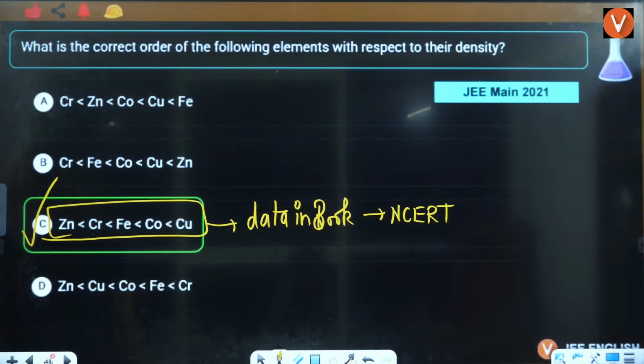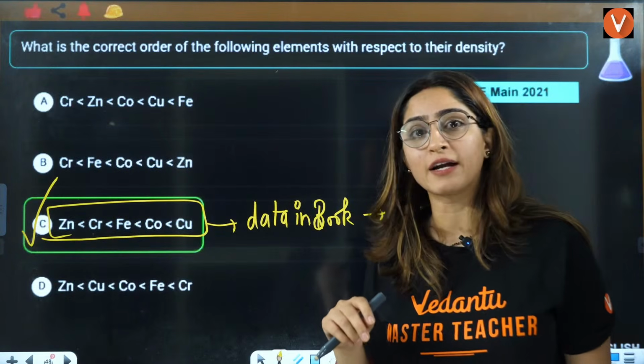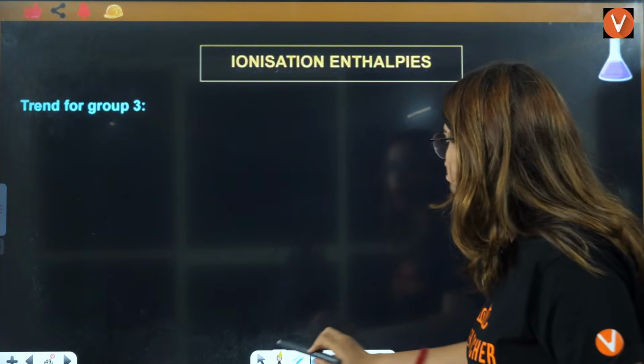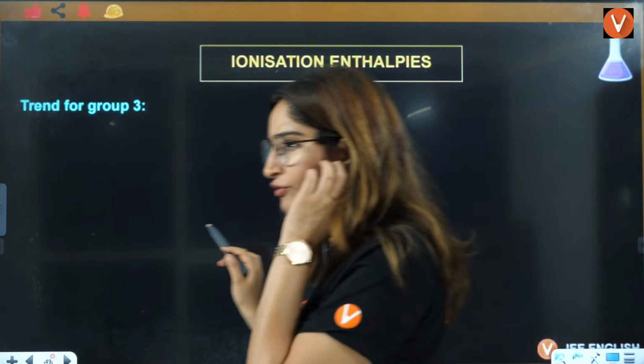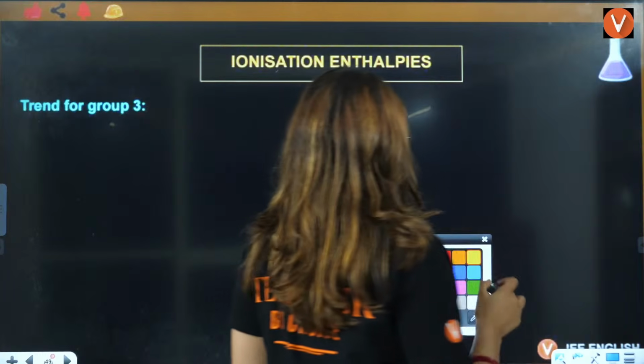Yes, I am teaching 11th and currently structure of atom is going on there. Okay. Now let's talk about ionization enthalpy, and after that we shall end the lecture. Yes, everybody.